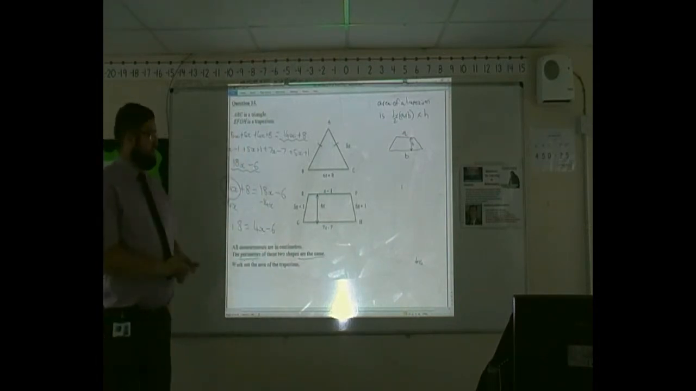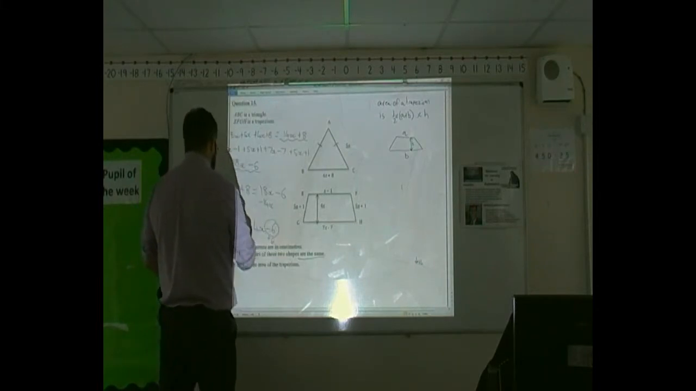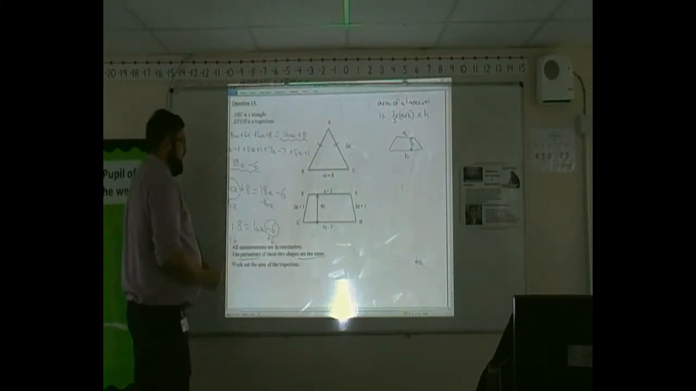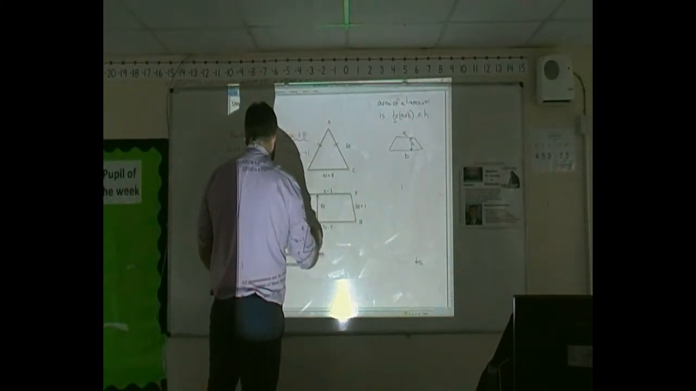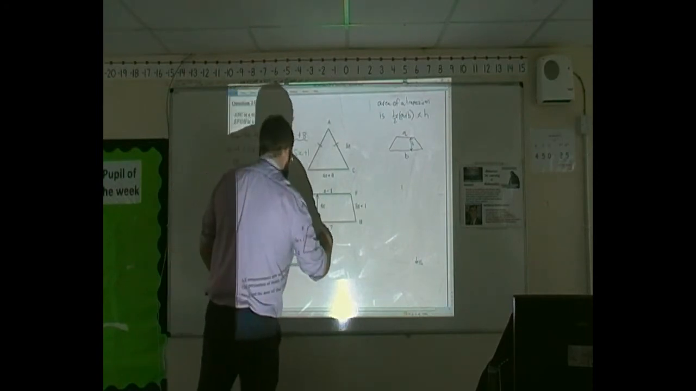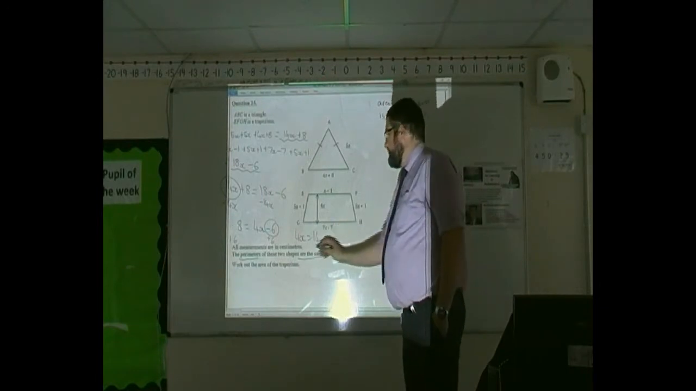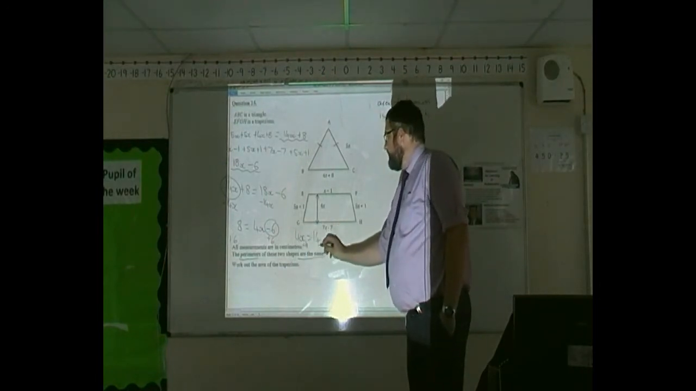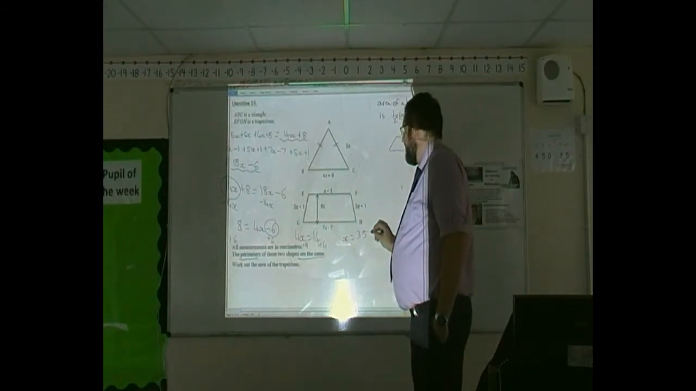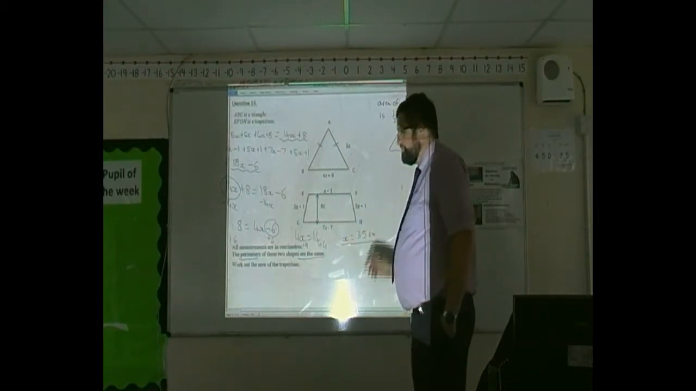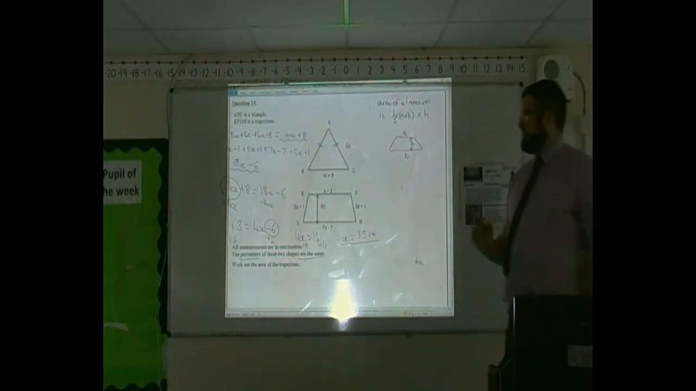Now we've got a simple two-step equation. I'll take the minus 6 and add it, and I'll be left with 4x is equal to 14. Once I've got 4x equals 14, I'm going to divide by 4, and we get x is equal to 3.5 centimetres. Okay, so I now know that x is 3.5 centimetres.